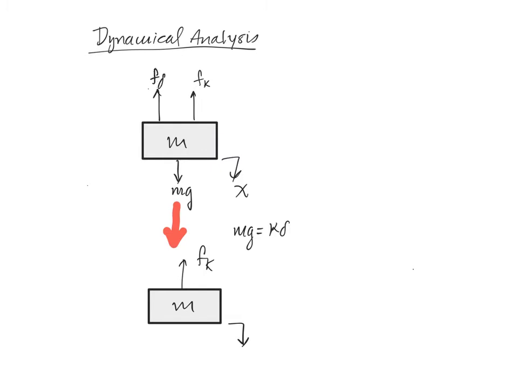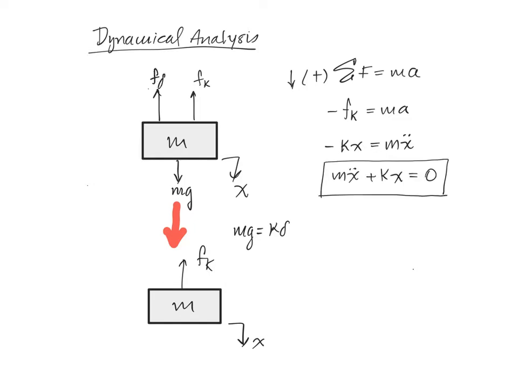Now we use the second law of Newton. The only force is due to the spring, which is proportional to the position. Notice that this position now is changing. That's why we use x instead of delta. Acceleration of the mass can be expressed as x double dot. Then we rearrange the terms and we finally have our mathematical model.